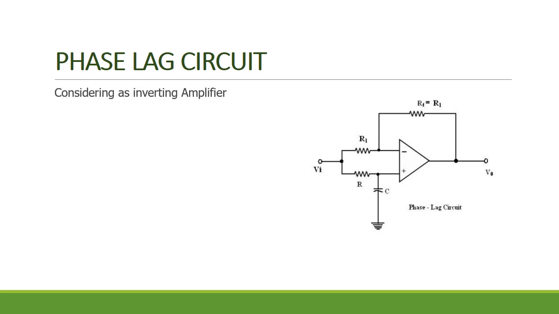Since this op-amp has been given inputs at both the terminals, that is inverting and non-inverting terminal, first let us consider the output due to the inverting input. Considering this as an inverting amplifier, the formula for the output is V0 is equal to minus RF by R1 into the input. This is the gain of the inverting amplifier circuit. Here the value of RF is equal to R1. So when we rewrite that, we get V0 is equal to minus R1 by R1 into Vi. So they get cancelled. We get V0 is equal to minus Vi. So the output due to the input present at the inverting input terminal is minus Vi.